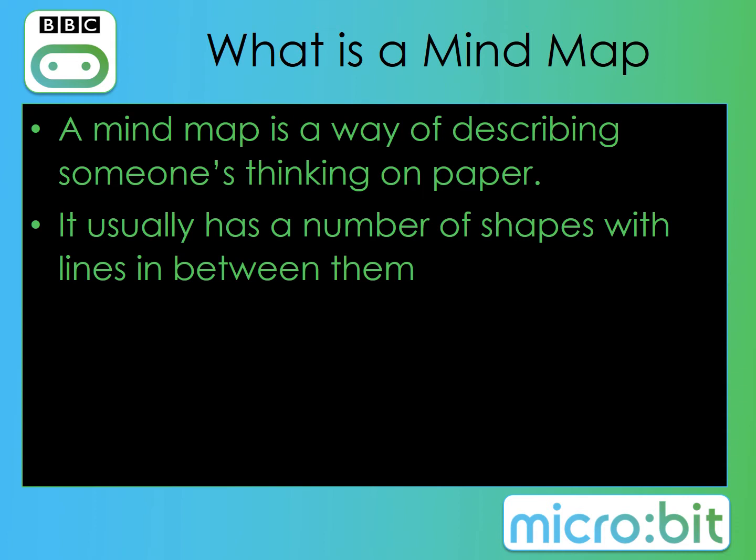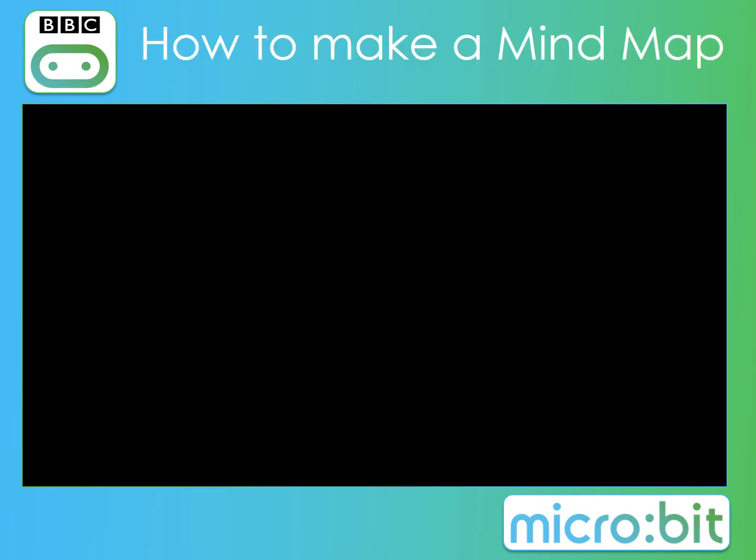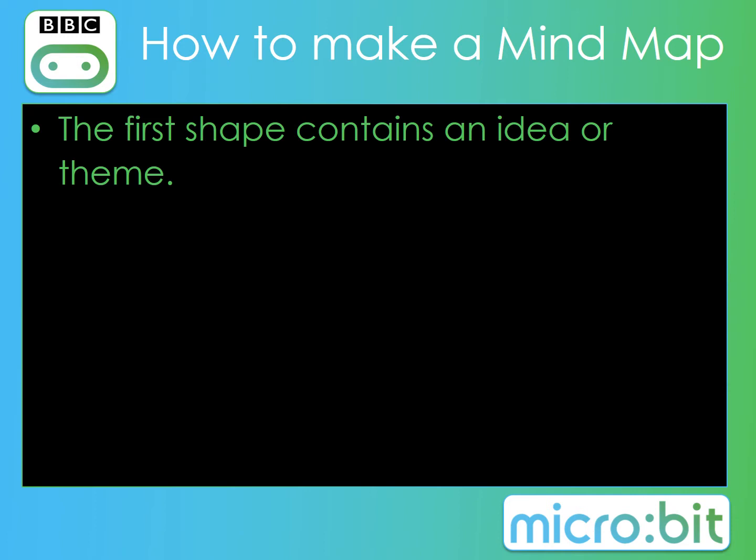And it usually has a number of shapes. They can be rectangles, ovals, circles. It probably doesn't really matter. And they have lines between them which interlink them, or show a relationship between each of the different shapes. Now, all of these lines usually start from a shape containing a central idea or theme. So let's look at how to make one.